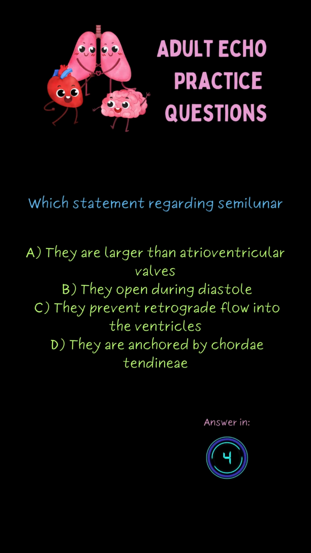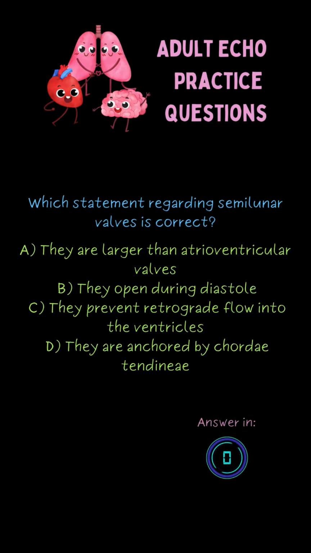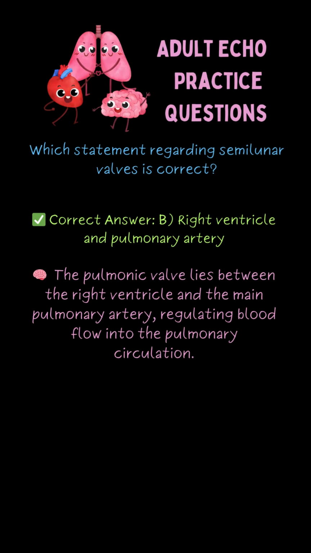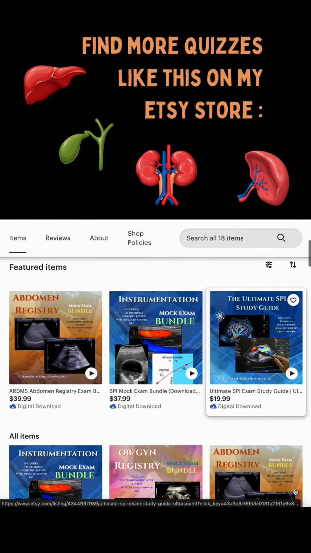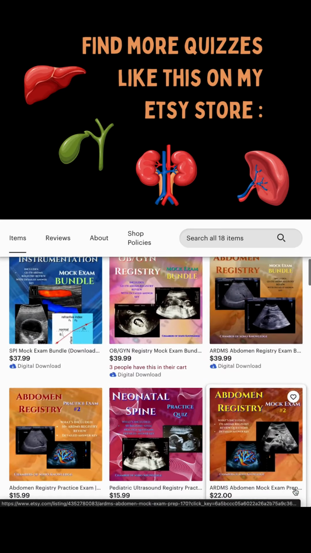Which statement regarding semilunar valves is correct? C. They prevent retrograde flow into the ventricles. The semilunar valves are the aortic and the pulmonic valves. They prevent blood from flowing backwards from the great vessels into the ventricles.